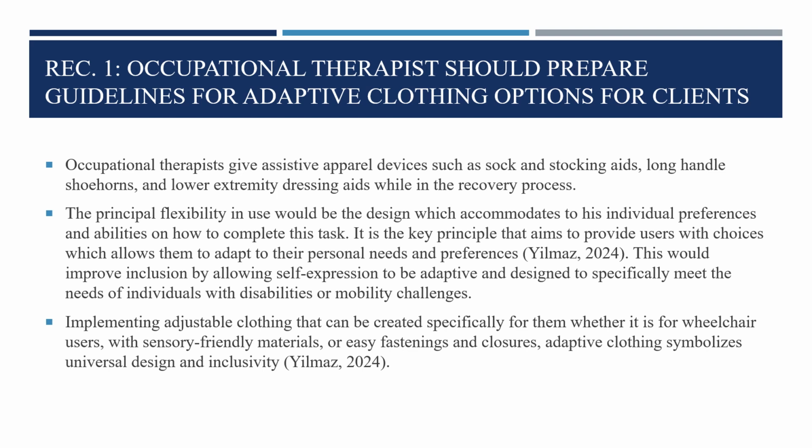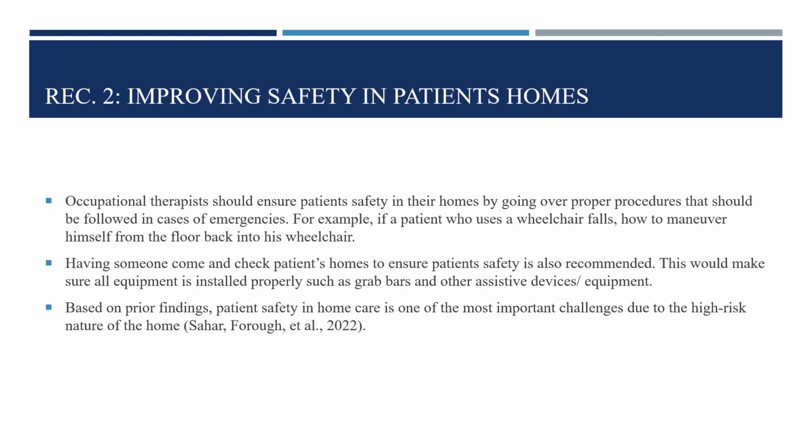This would improve inclusion by allowing self-expression to be adaptive and designed to specifically meet the needs of individuals with disabilities or mobility challenges. Implementing adjustable clothing that can be created specifically for them, whether it is for wheelchair users, with sensory-friendly materials or easy fastening enclosures, adaptive clothing symbolizes universal design and inclusivity. The second recommendation would be improving safety in patients' homes.